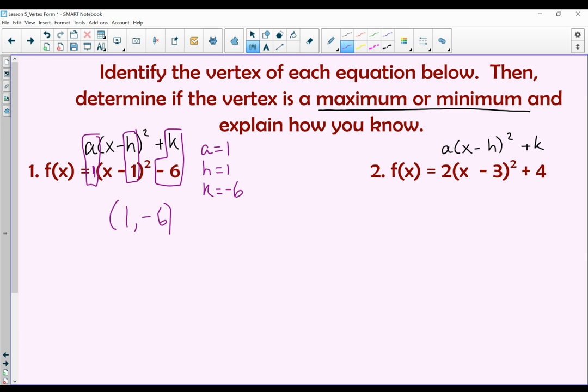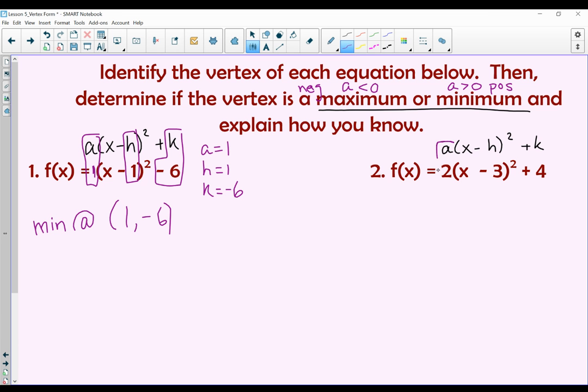But then what was the point of determining my A value? Well, that's where maximum and minimum come in. If A is less than 0, or otherwise known as negative, you have a maximum. If A is greater than 0, or positive, we have a minimum. So here, A is positive, so therefore we have a minimum. We have a minimum at 1, negative 6.